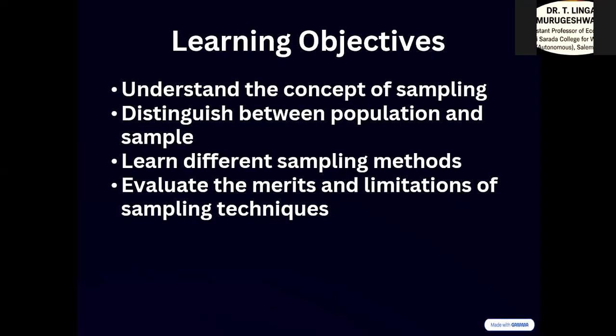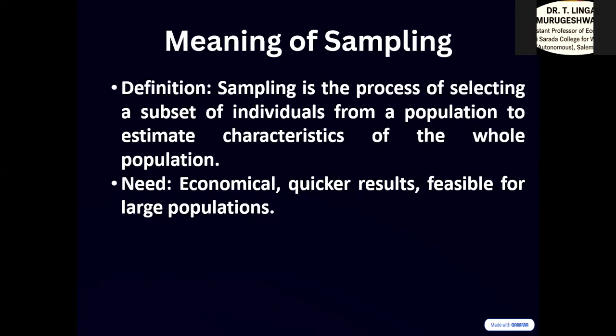In this session, we aim to achieve four key objectives. First, we'll understand what sampling is and why it is important. Next, we'll look at the difference between a population and a sample. Then we'll explore various sampling methods used in statistics. Finally, we will evaluate the merits and limitations of each sampling method. By the end of this session, you should be able to identify suitable sampling methods for different research problems.